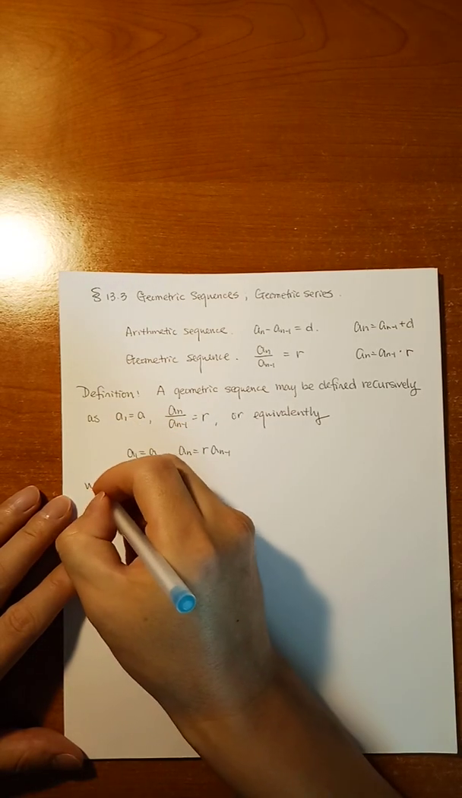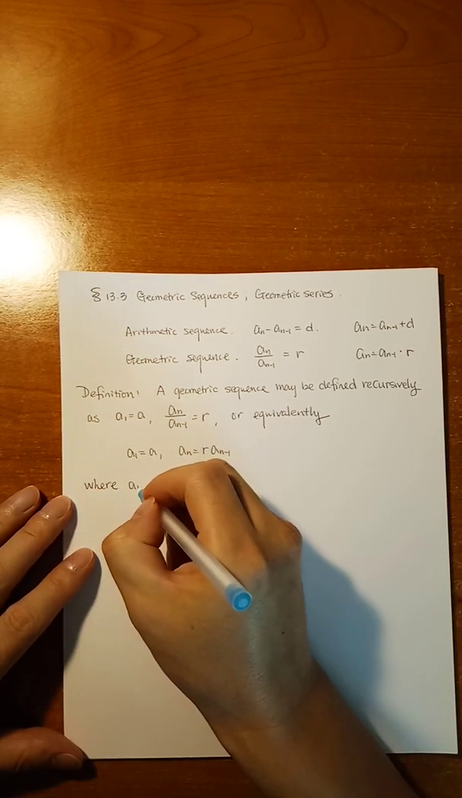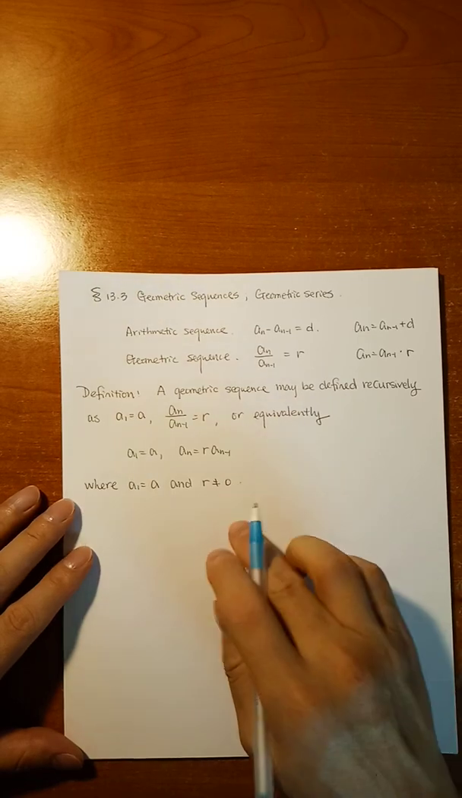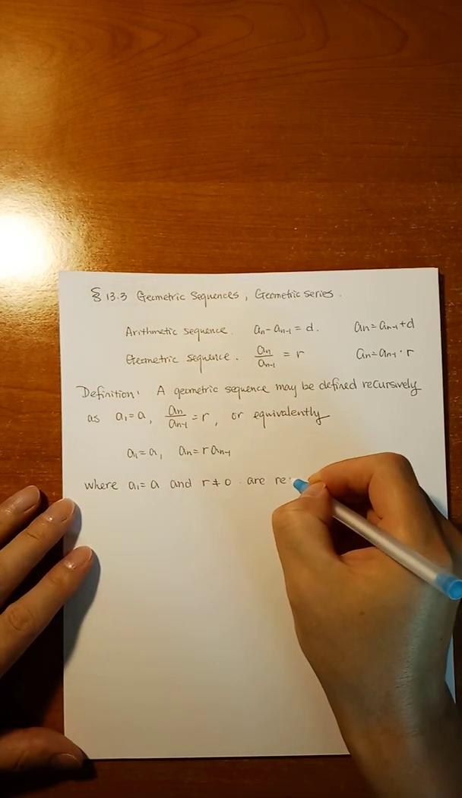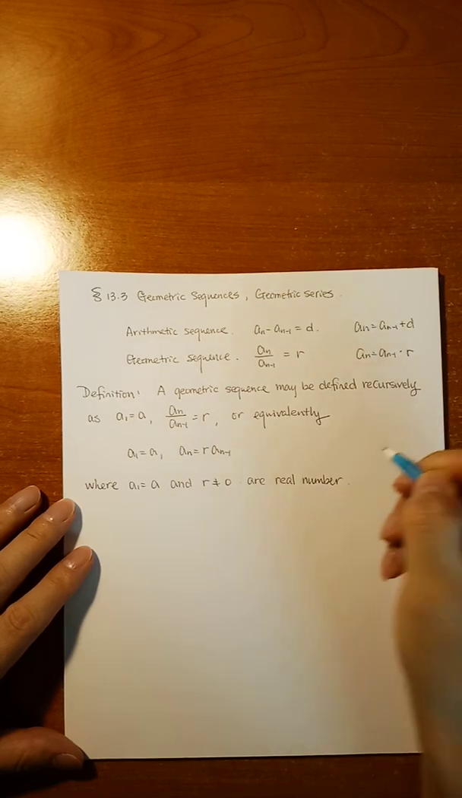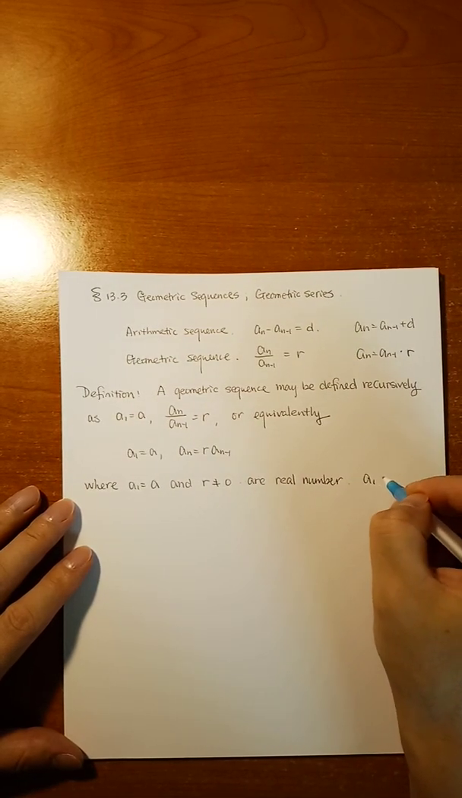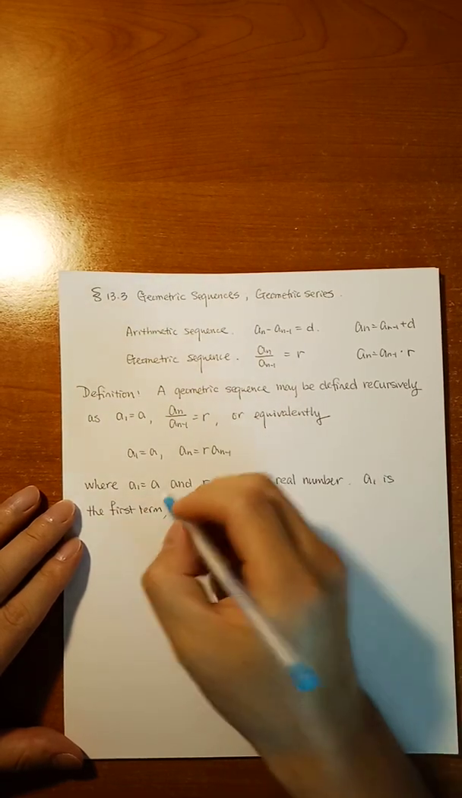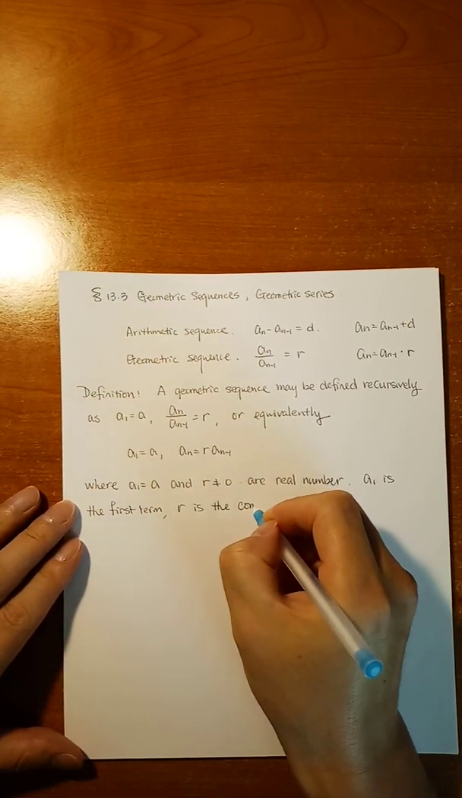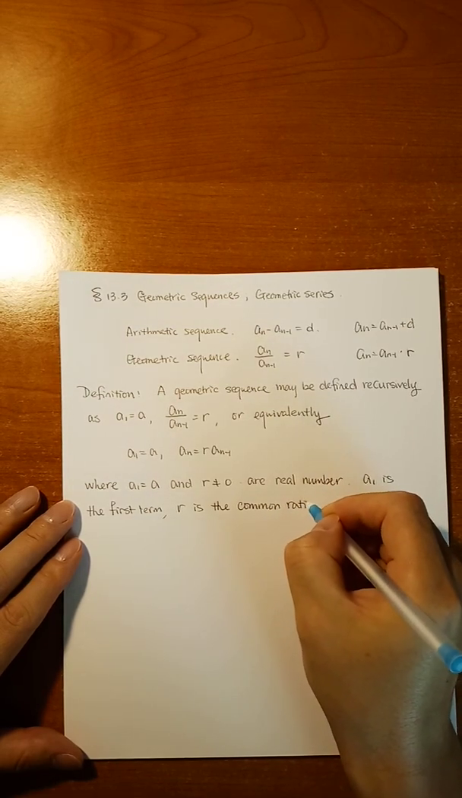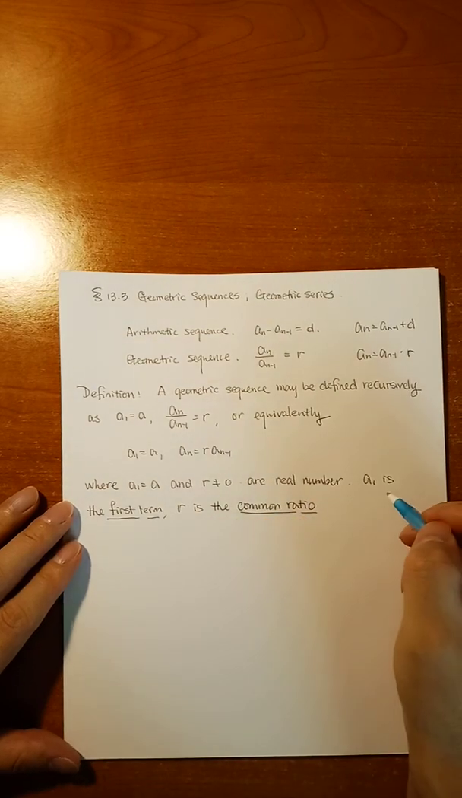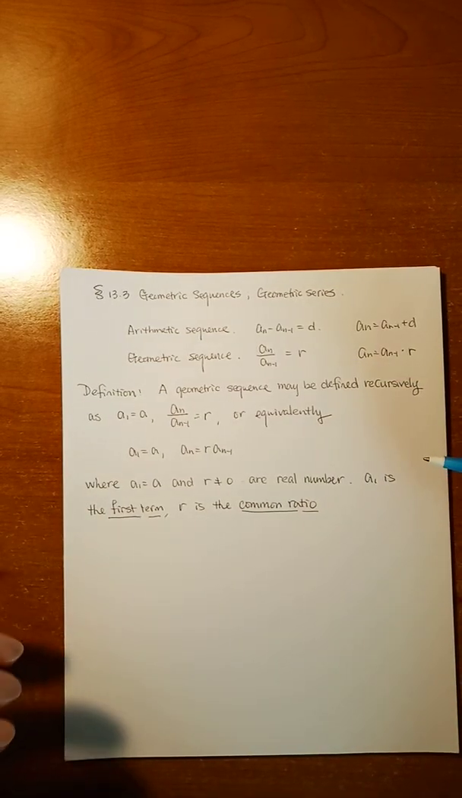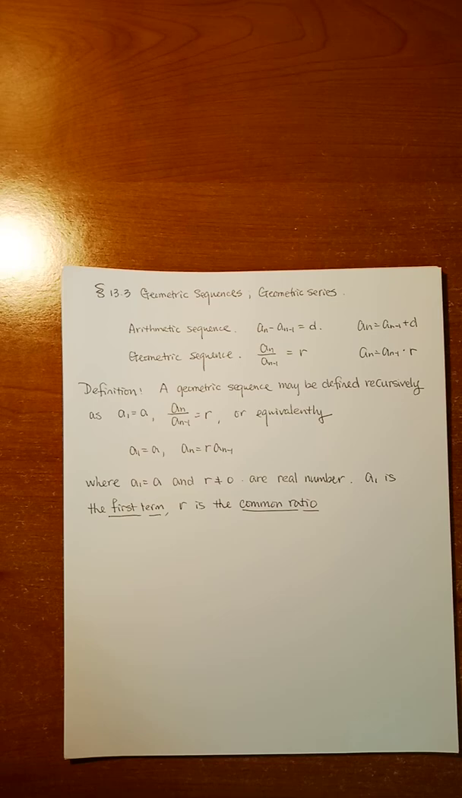Okay? So where a_1 is equal to a, and this r is the common ratio. The ratio is not equal to 0. Those two numbers are real numbers. And a, which is a_1, is the first term. r is the common ratio. a_1 equal to a is the first term, right? So that's a parallel sequence. One is about the difference, the other one is about the ratio.